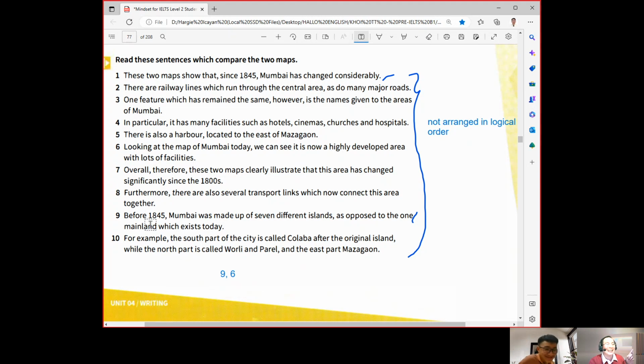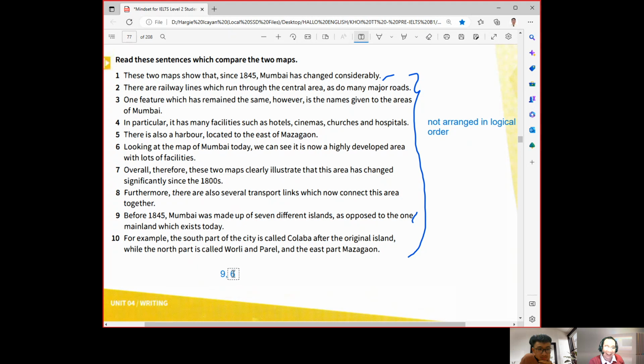Why? In 1845, the mainland exists today. Looking at the map of Mumbai today, we're talking about today, right? So looking at Mumbai today, we can see it is now a highly developed area with lots of facilities. Next, after that one, we're talking about today. So what happened today? We can see a highly developed area with lots of facilities. And what are those facilities that we're talking about?